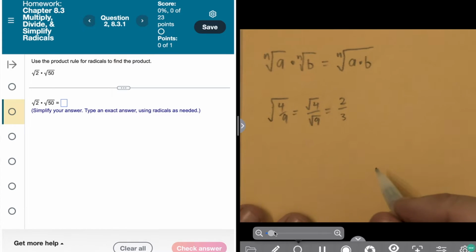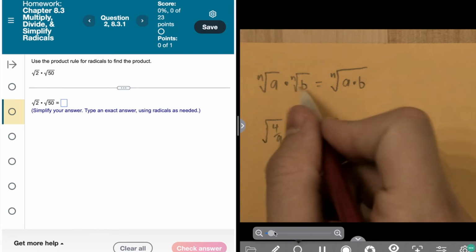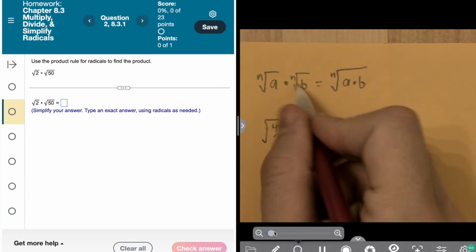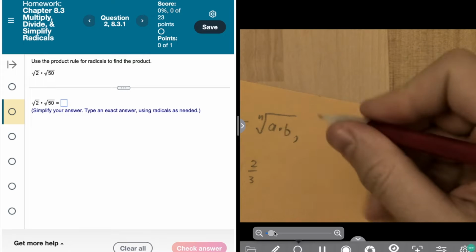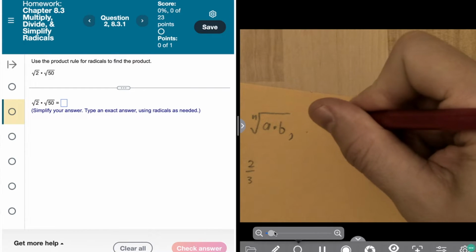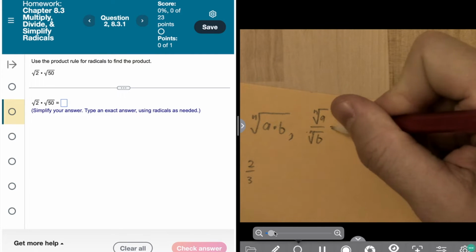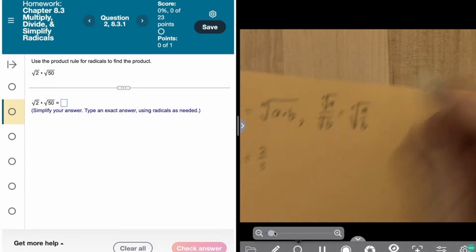But again, the idea here is if you've got two roots of different values that have the same index, then by all means multiply them together in one root. And same idea, if you've got the nth root of a divided by the nth root of b, then if you have the same type of root, why not write that as one root of a over b? We used that in reverse here.